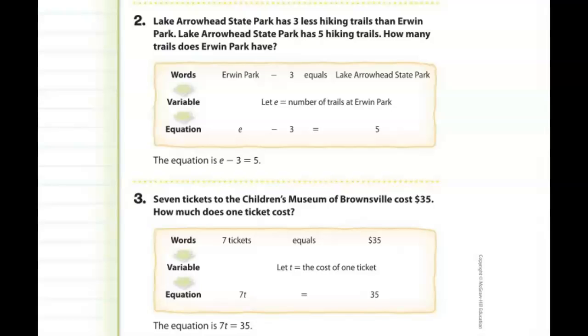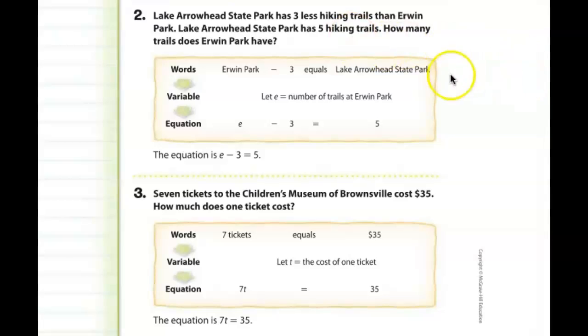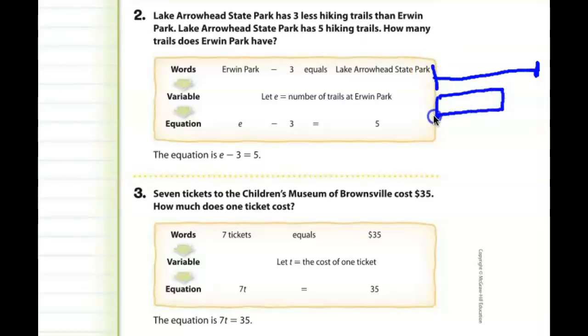For number 2, it says Lake Arrowhead State Park has 3 fewer hiking trails than Irwin Park. Lake Arrowhead State Park has 5 hiking trails. How many trails does Lake Irwin Park have? So this is describing bigger, smaller, difference. So I'm going to go ahead and turn my pen back on. Irwin is bigger. Arrowhead Park is smaller. And they said that Arrowhead Park has 5 hiking trails, but you'd have to have 3 more to equal Irwin State Park. So this is what the picture would look like.